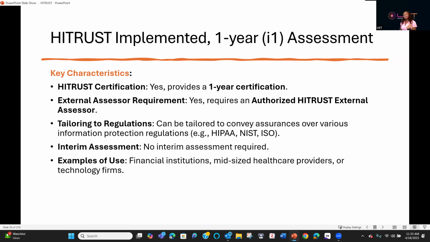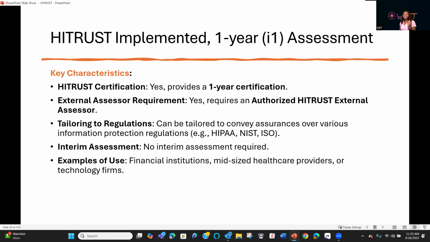And then what of the interim assessment? Can we achieve an interim assessment for this type of assessment? No, no interim assessment is required. So interim assessment is only required for R2. Okay, it's not required for I1.